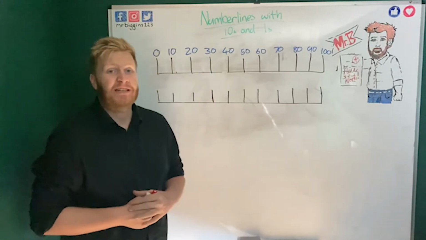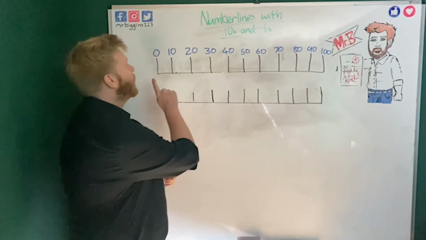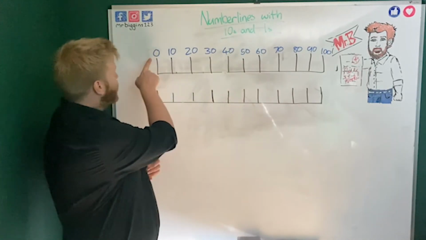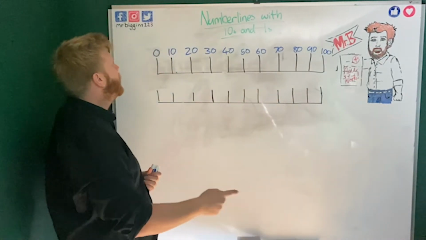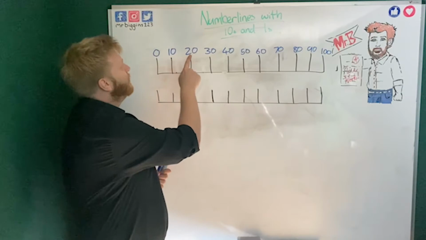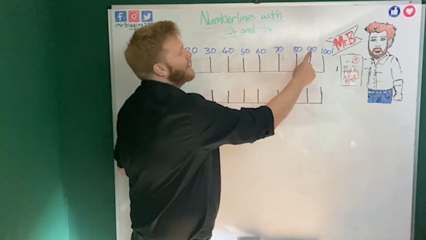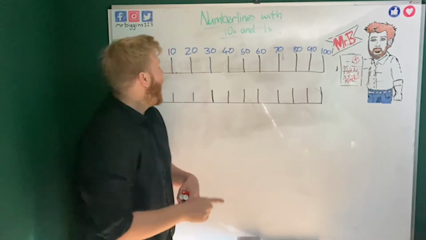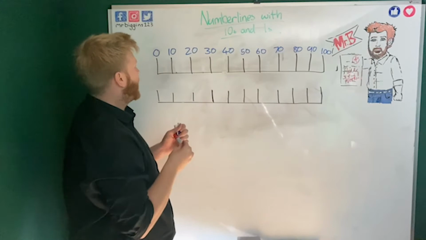Now firstly, to get our head around it, we need to make sure we can have a number line with tens. So you can see I've got a number line here and it starts at 0 and it ends in 100. Okay, and I can see when I look at this, it goes 10, 20, 30, 40, 50, 60, 70, 80, 90, all the way to 100. And we can see each jump is going up 10. We're adding on 10 each time we go up.